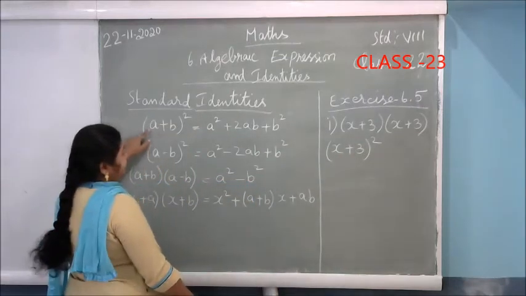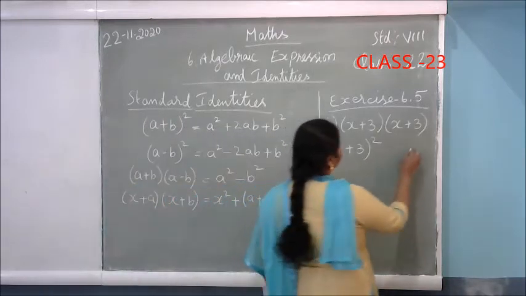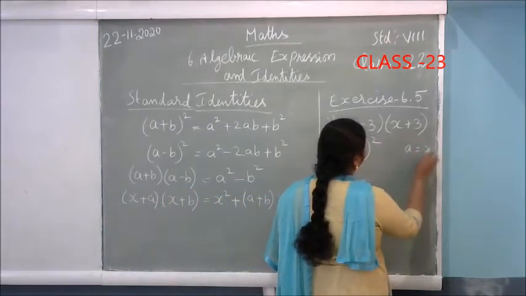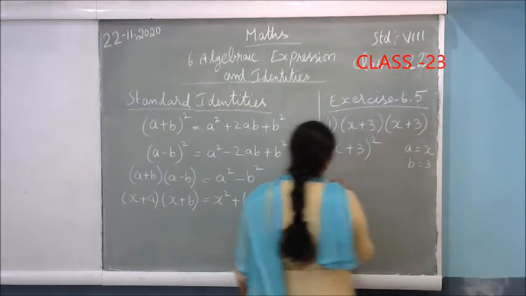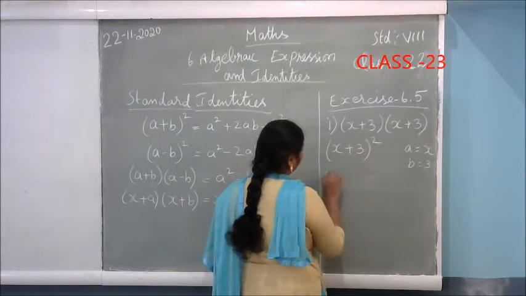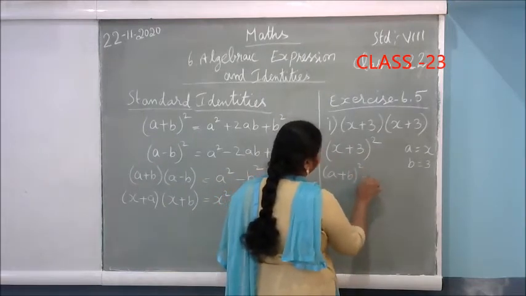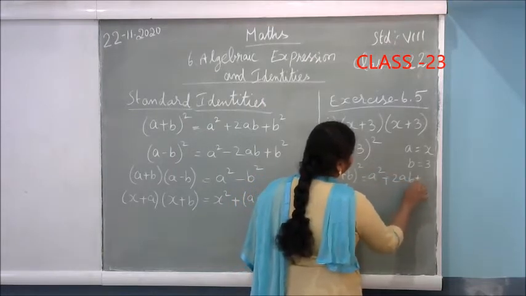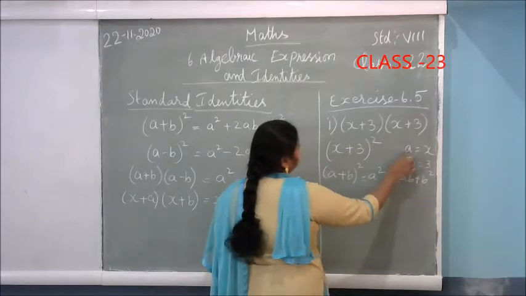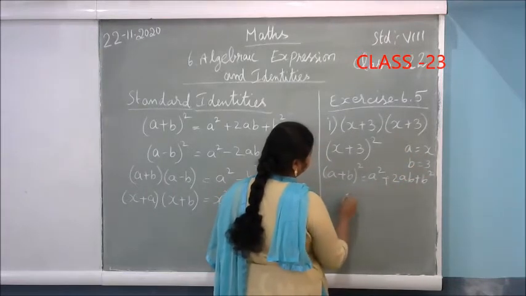Now which identity is coming like this? See here, first identity a plus b the whole square. In this form it is there. Instead of a, x is there. Instead of b, 3 is there. Using the identity, you have to write a plus b the whole square is equal to a square plus 2ab plus b square. Instead of a x, instead of b 3. So here you have to apply.